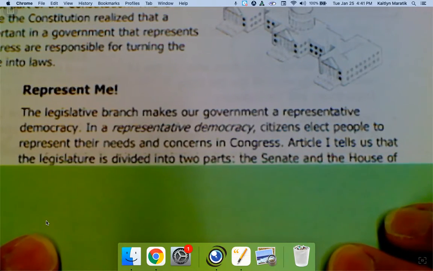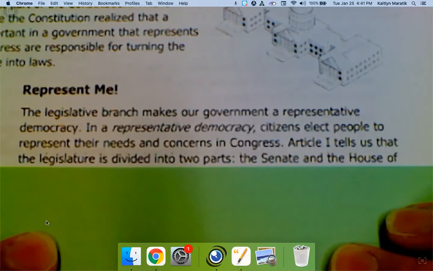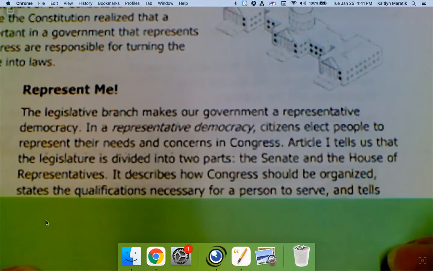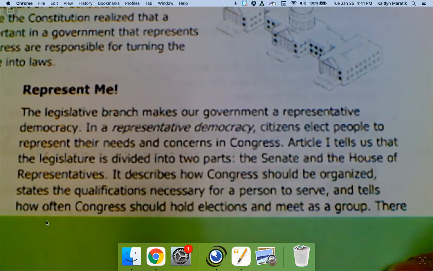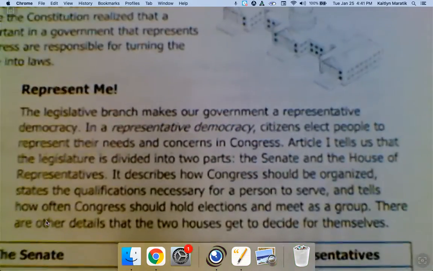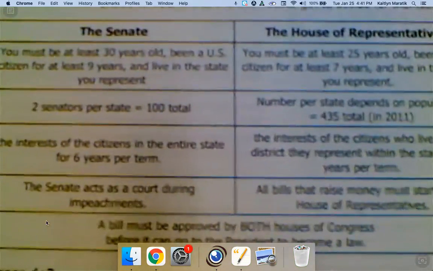Article 1 tells us that the legislature is divided into two parts, the Senate and the House of Representatives. It describes how Congress should be organized, states the qualifications necessary for a person to serve, and tells how often Congress should hold elections and meet as a group. There are other details that the two houses get to decide for themselves. So, kind of side by side here.